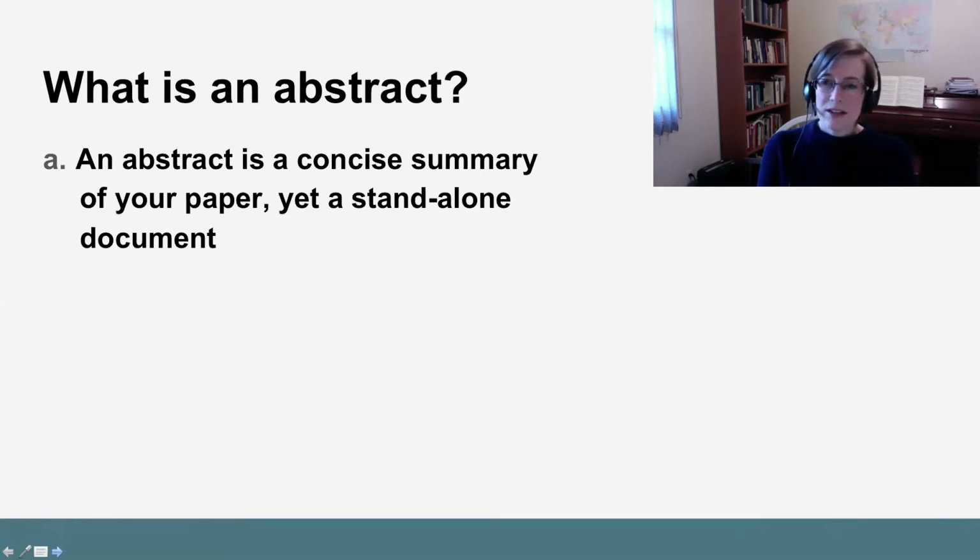If your reader decides to read your abstract, they should have a very good idea of what your paper is going to be about. But if they decide to skip the abstract entirely and just read the paper, then they shouldn't have missed anything.